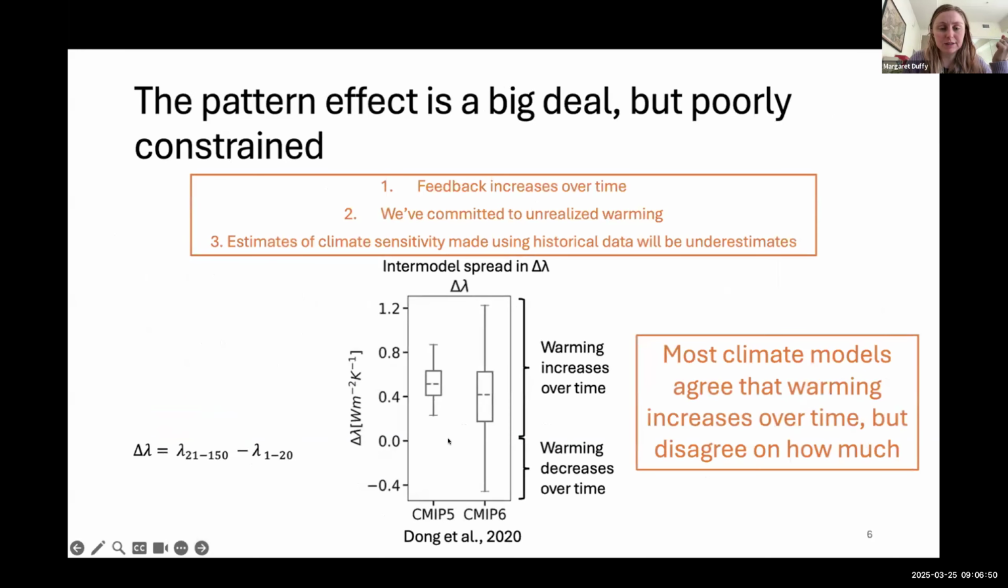time. And so we can see, taking a closer look at this figure, that in the CMIP5 and CMIP6 models, the delta lambda is pretty robustly positive, meaning that the feedbacks are becoming more amplifying over time. All else equal, that would contribute to an increase in the climate sensitivity over time. But with very, very large intramodel spread in that delta lambda. This is related to the idea of committed or unrealized warming. And an implication is that any estimates of the climate sensitivity that we make using historical data will be underestimates.